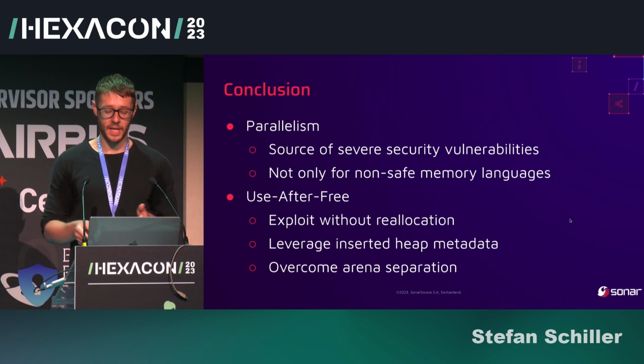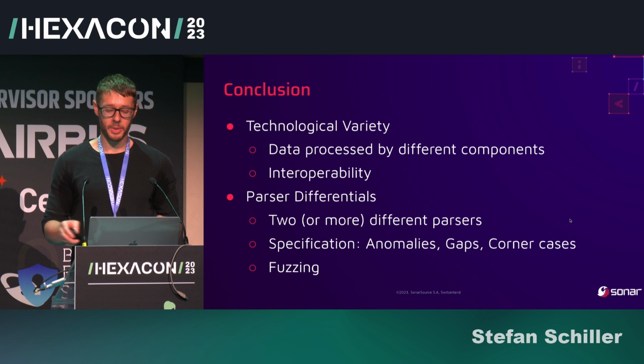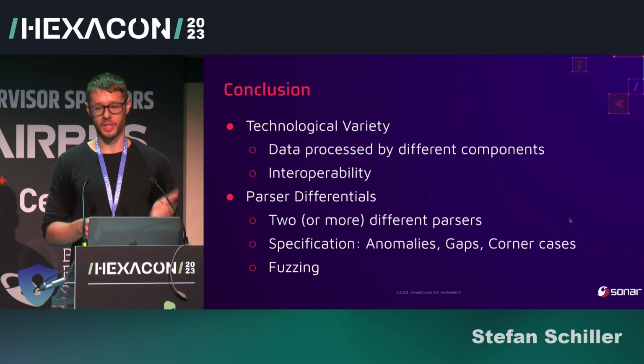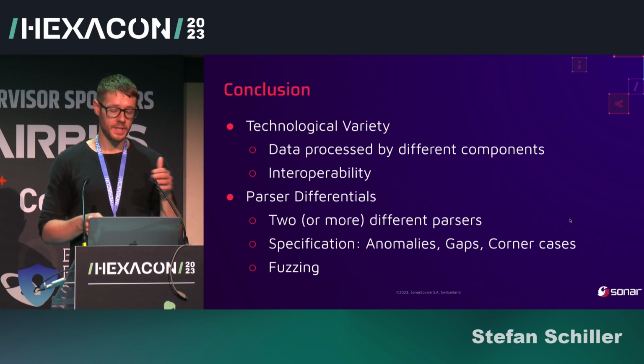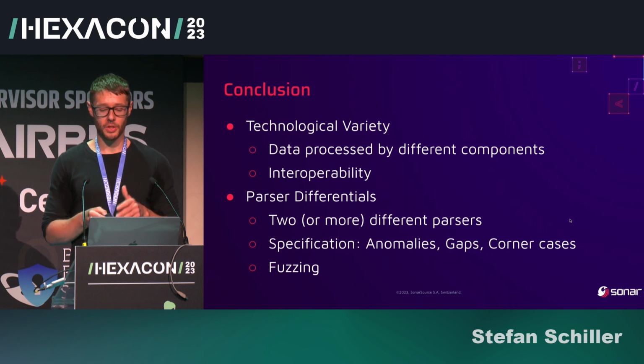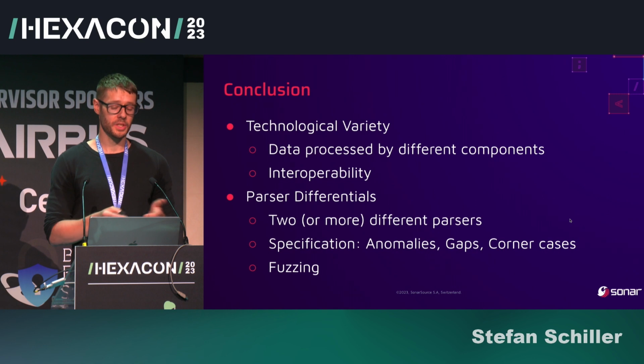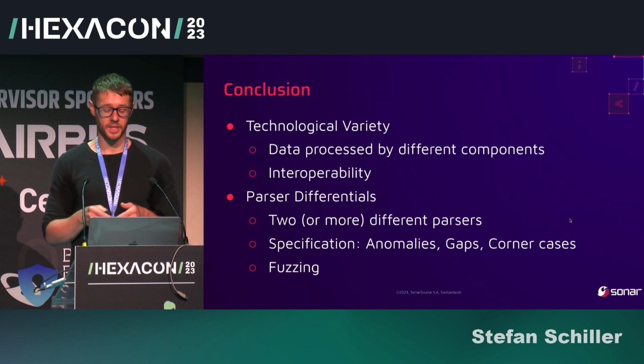Furthermore, we've seen that the arena separation can be overcome by spawning a lot of threads. The first vulnerability we've been looking at was all about interoperability. Even tiny inconsistencies in the implementation of different components can break everything. These parser differentials will likely stay the source of very impactful bugs in the next years.